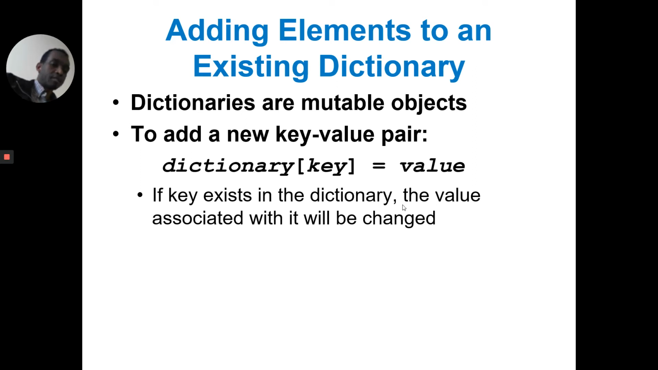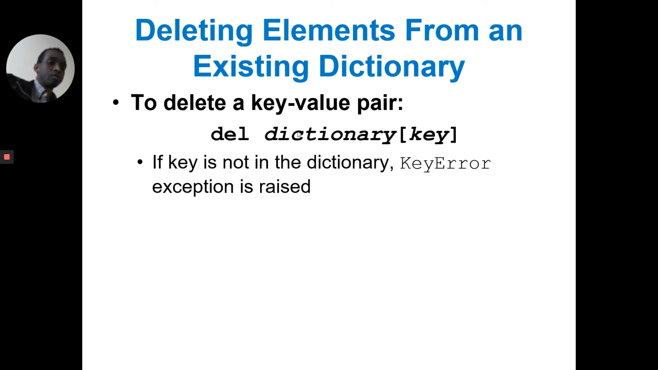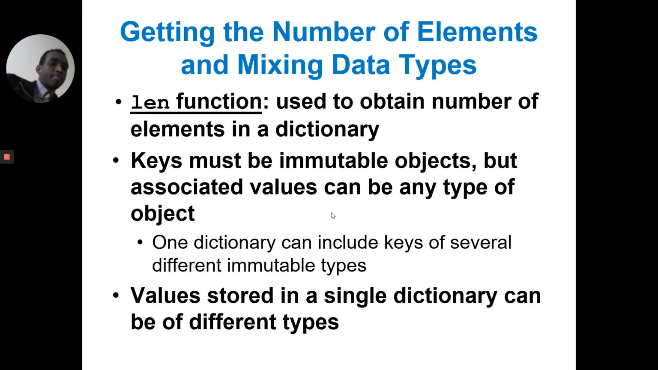If the key exists in the dictionary, the value associated with it will be changed. To delete a key value pair, you say del, as in delete, and then dictionary and then the key that you want to delete. If the key is not in the dictionary, then the key error exception is raised. The len function is used to obtain the number of elements in a dictionary.